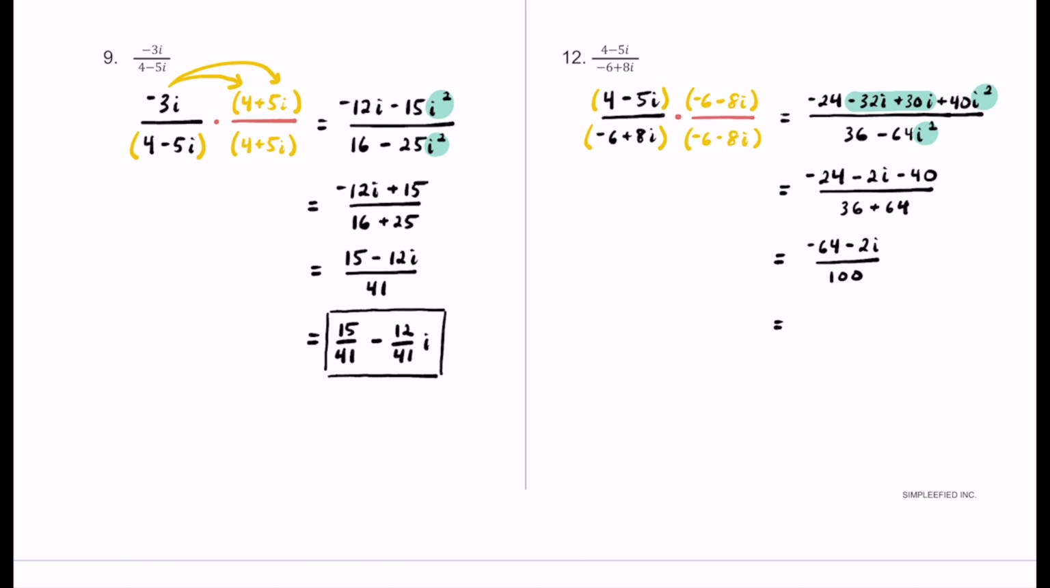Okay, so 64 and 100 can both divide by 4. So if you divide them both by 4, we're going to get negative 16 over 25. And then for the second fraction here, we have negative 2 over 100, which is the same thing as minus 1 over 50i. So this right here would be our standard form for this complex number or expression.